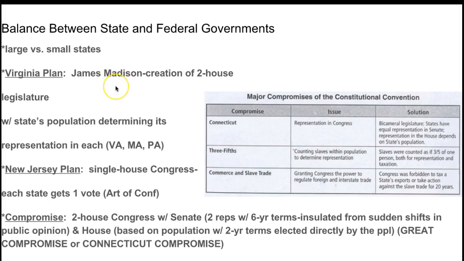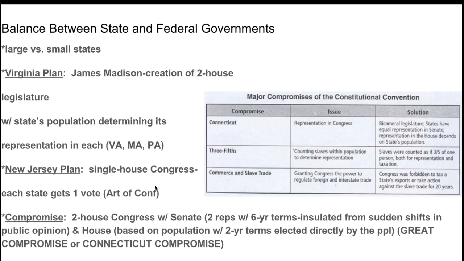The other issue was that up in New England, they didn't have slaves to the extent that the South did. So that was not really going to be fair. However, the South always has more power in Congress because of this 3/5 compromise than the New England states do.